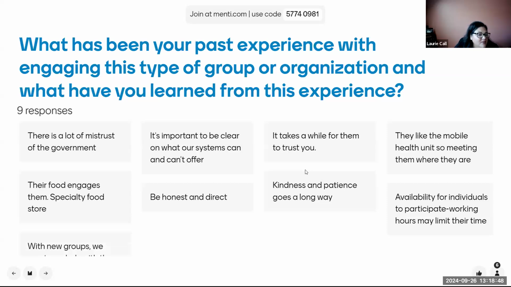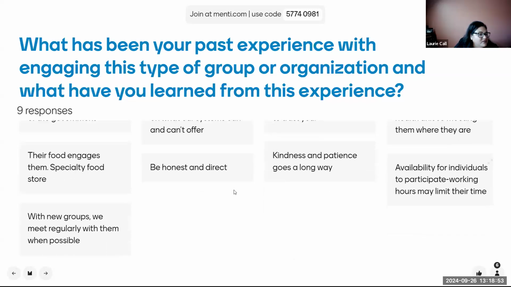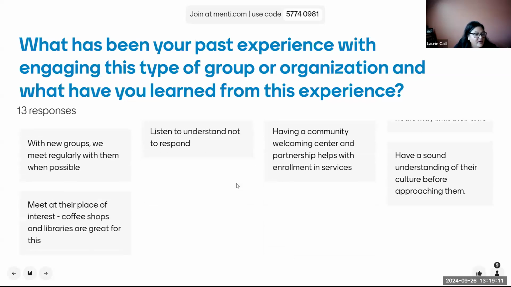Kindness and patience goes a long way, being honest and direct. Food engages them, specialty food store. With new groups, we meet regularly with them when possible. Availability for individuals to participate or working hours may limit their time. Absolutely. Have a sound understanding of their culture before you go. And so we need to learn from them and from others who work with them and know them. Meet at their place of interest, coffee shops or libraries, those sorts of things.